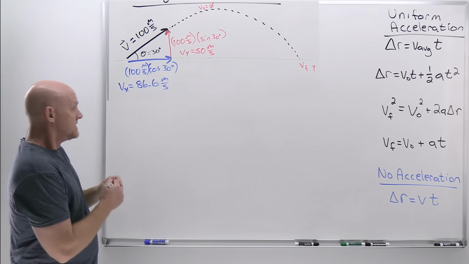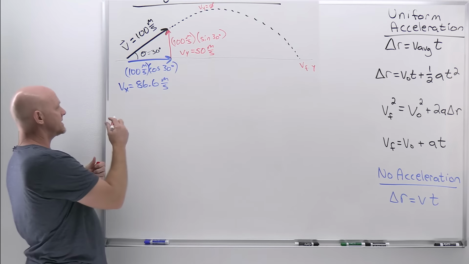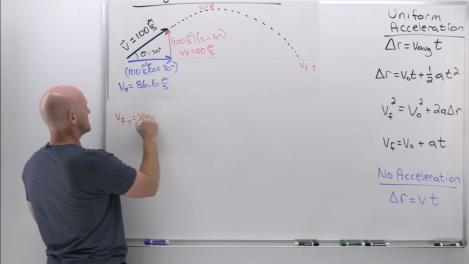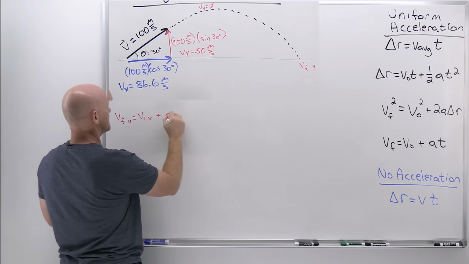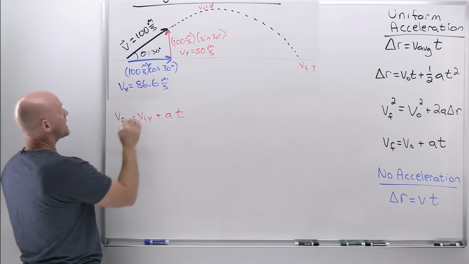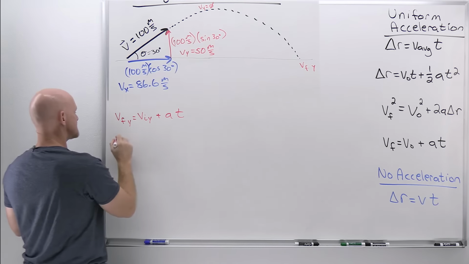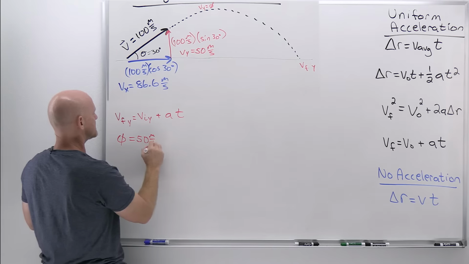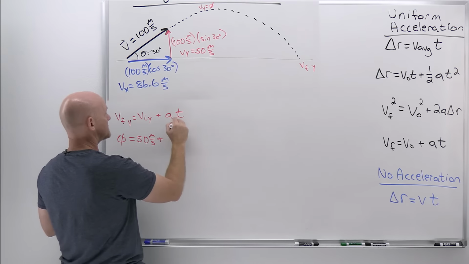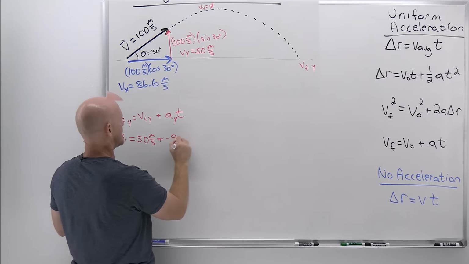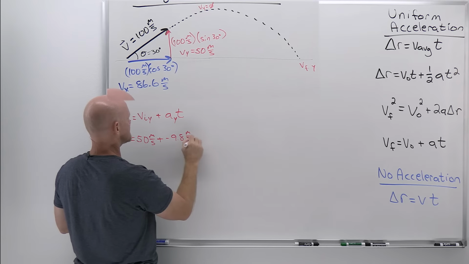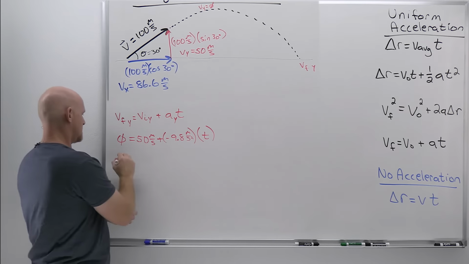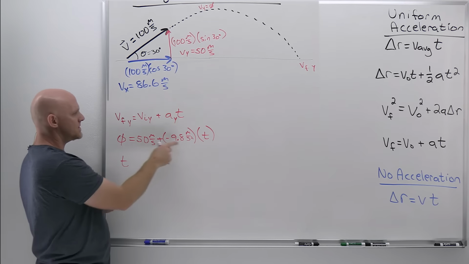All right, the math is exactly what we did a little bit ago, and we'll say that the final y velocity equals the initial y velocity plus at. So the final y velocity for the first half of the journey is 0. The initial y component of the velocity is 50 meters per second. The y acceleration is negative 9.8 meters per second squared, times time. We'll solve for time. We get negative 50 over negative 9.8.